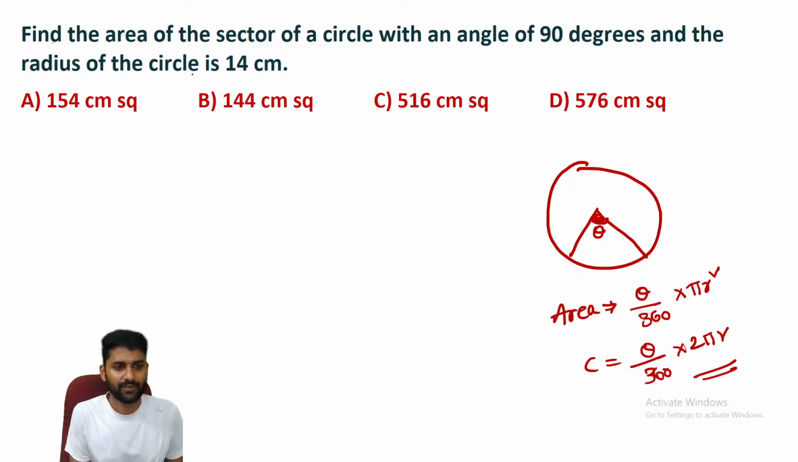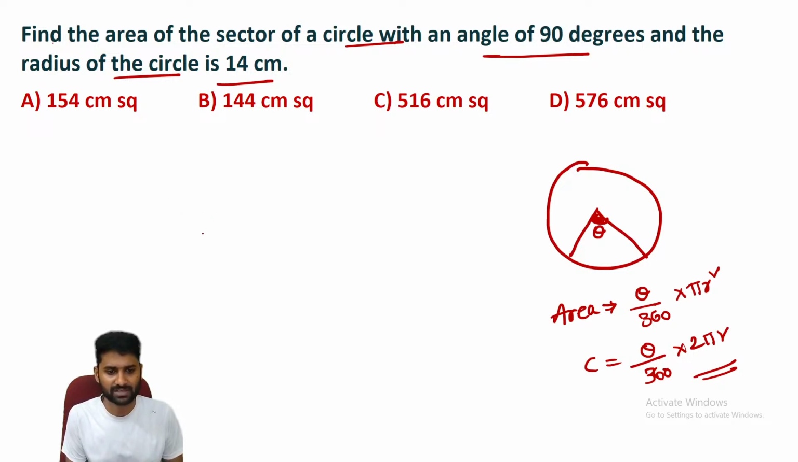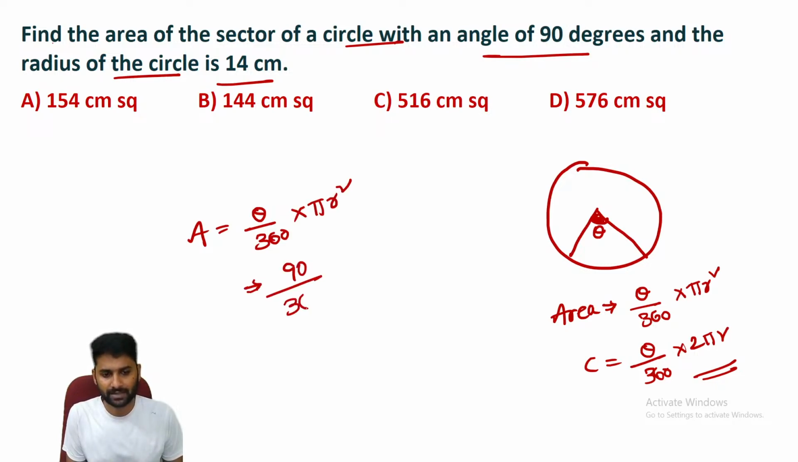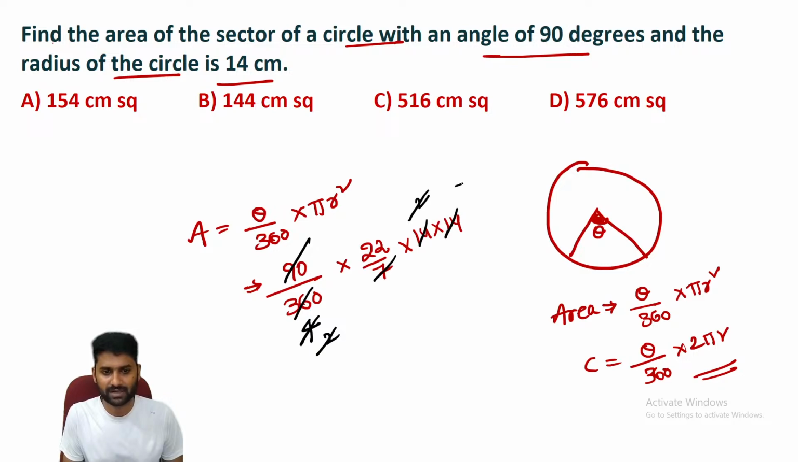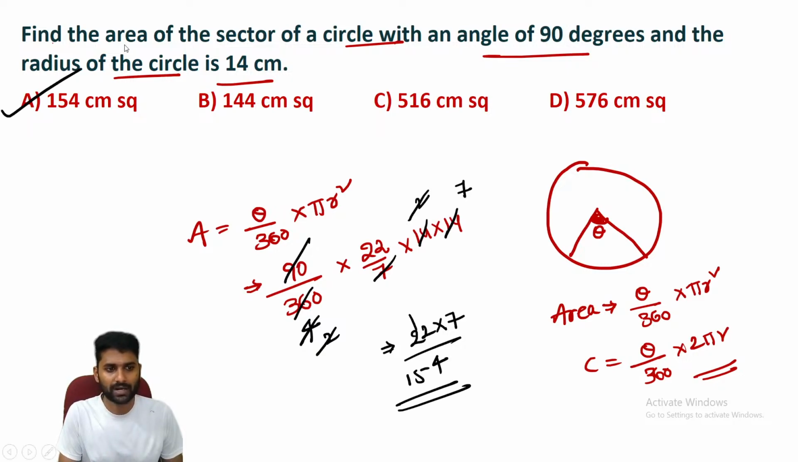Let's see this question. Find the area of the sector whose angle is 90 degrees and the radius of the circle is 14 centimeters. It's a direct substitution. Theta by 360 into pi r square. 90 by 360 into, here pi value is 22 by 7, r square is 14 into 14. Radius is given directly. 90 by 360 is one fourth, 4 times. Again 7 times 2 is 14, again it is 2 times. It is exactly 7. Finally 22 is multiplied with 7, which is 154 square centimeters.